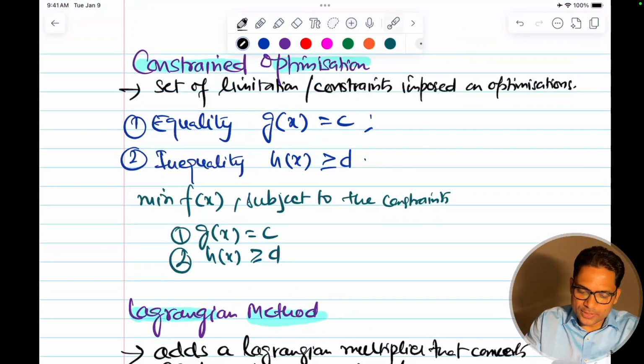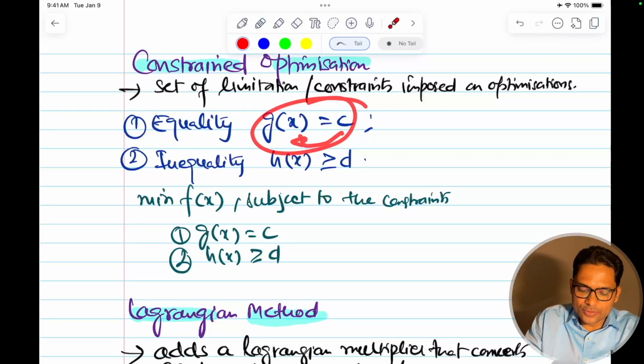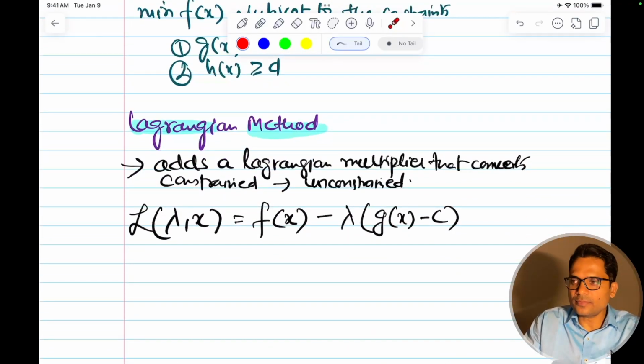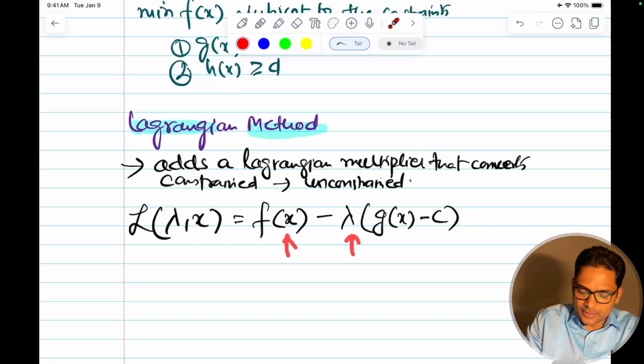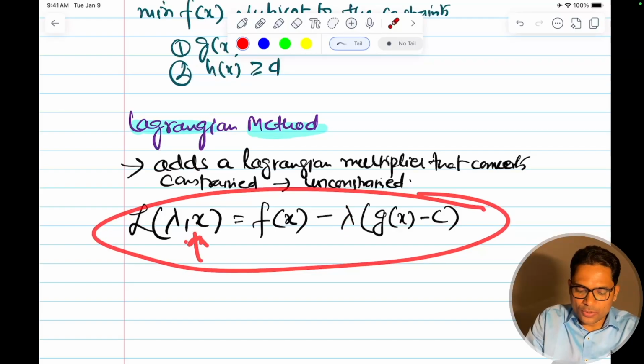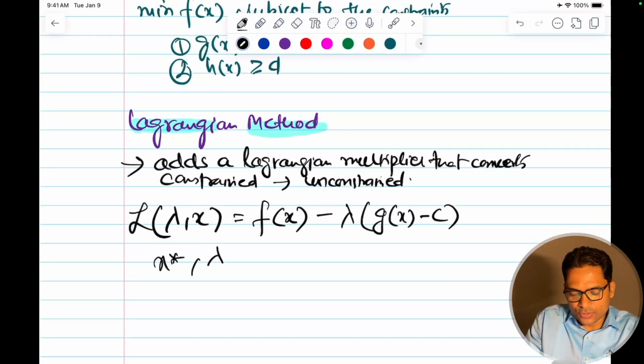So g of x was equal to c. I'll bring all of them to one side so that it becomes g of x minus c equal to 0. Multiply it with lambda and just add it here, minus or plus, whatever works. Generally this is minus. So we now have two parameters, so we have to optimize in two parameters. We have x here, and we also have to find a lambda. For what lambda will this be optimum? Now not only do I have to find x star, I also have to find the lambda.